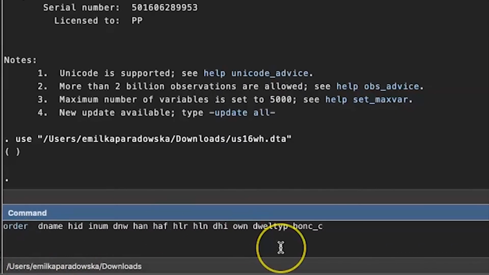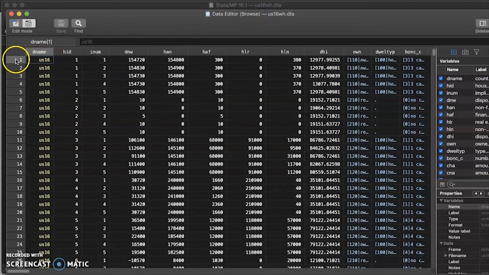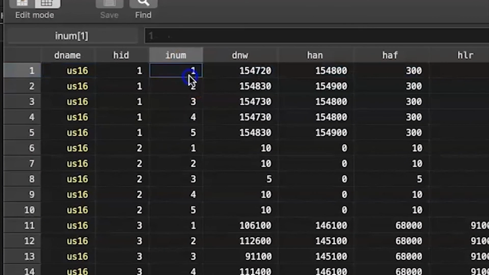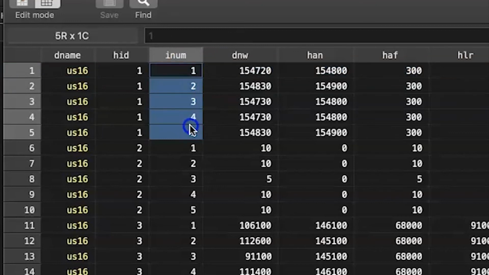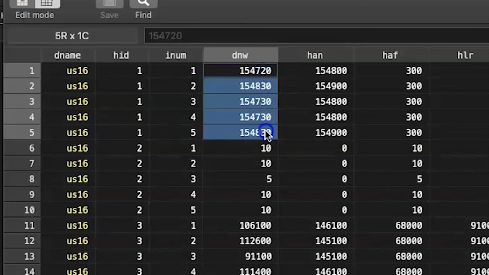First, I ordered some relevant variables to show you how the implicates work, and I go to Data Editor. Here we see 5 implicates for each household. The implicate number from 1 to 5 indicates the data was imputed 5 times. If we look at the variable disposable net worth, we see different values for each implicate. This means that one of the subcomponents of disposable net worth was imputed.